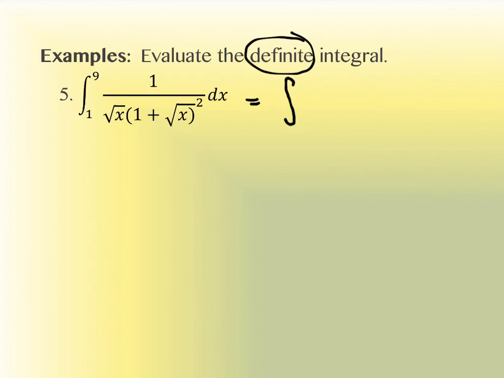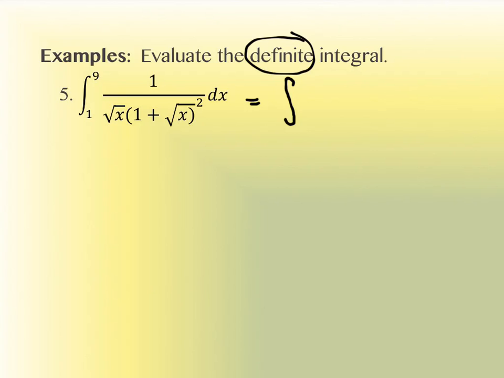Now, this one looks kind of messy, doesn't it? I've got a square root of x, and I've got a parentheses around 1 plus square root of x. All that's written to the power of 2. It's both pieces in the denominator. Yuck. But we can do it. Any ideas about what your inside function should be? 1 plus square root of x.